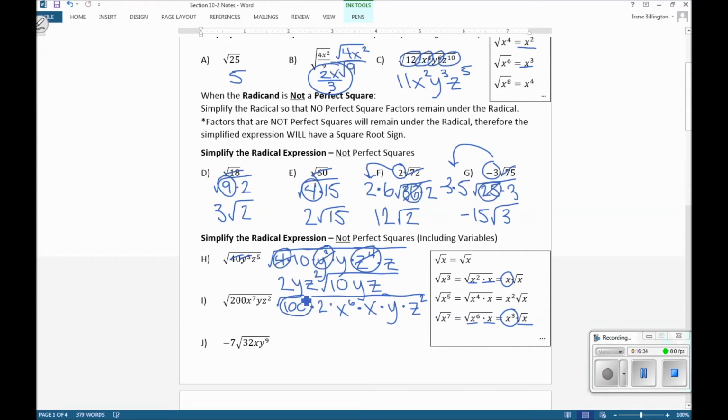We've got 100, x to the 6th, and z to the second. The square root of 100 is 10. The square root of x to the 6th is x to the 3rd. And the square root of z to the second is z to the 1st, or just z. So all of those 3 expressions that we square rooted go to the outside of the square root sign. Everything else remains underneath the square root sign. So we have 2xy under our square root sign.